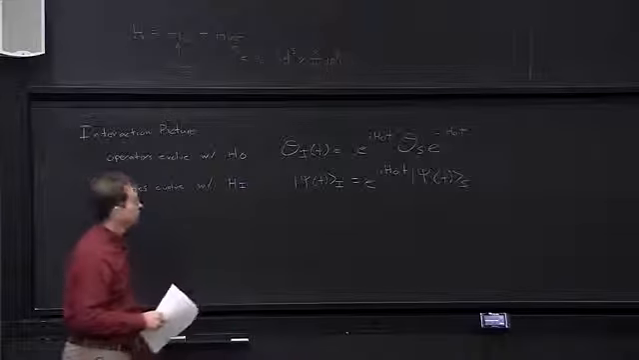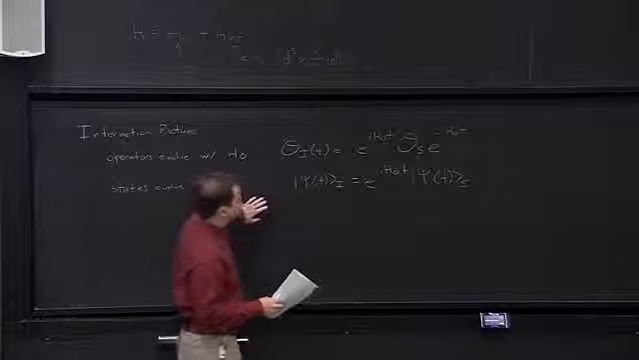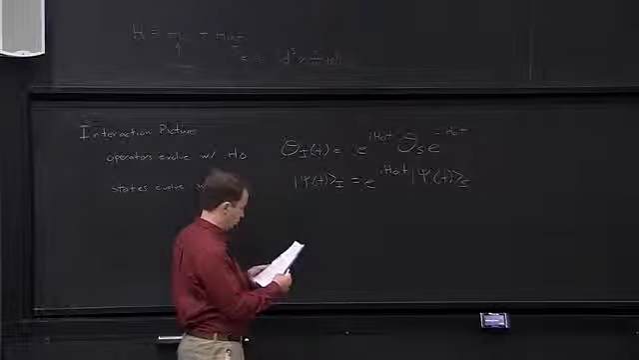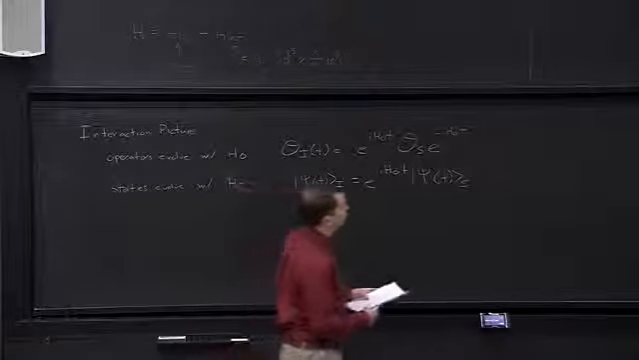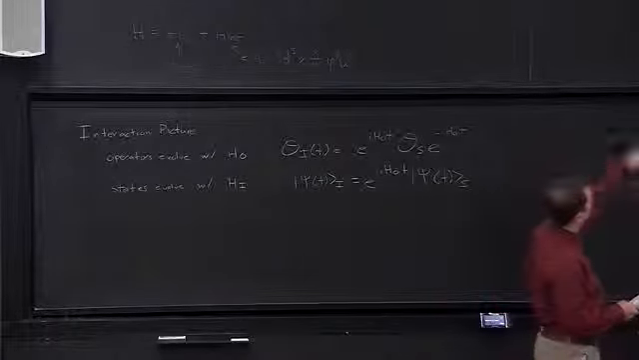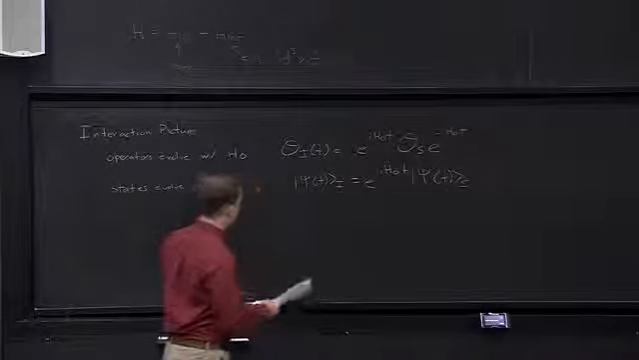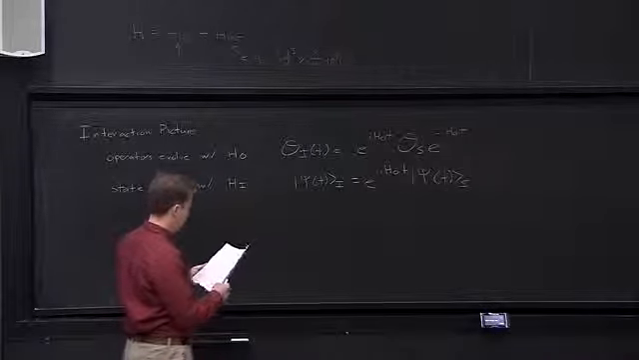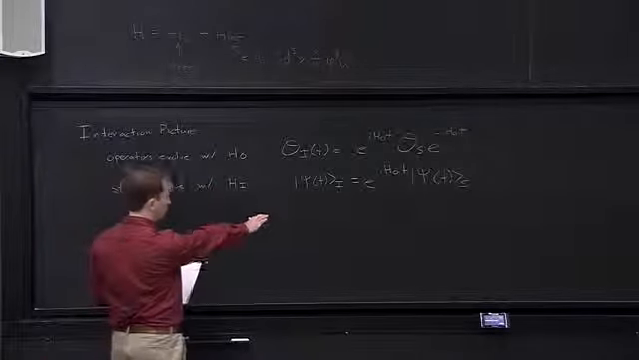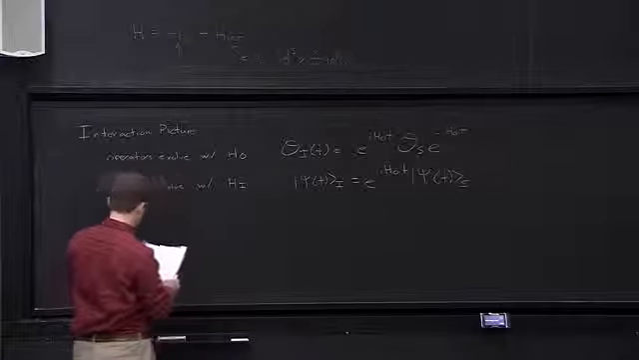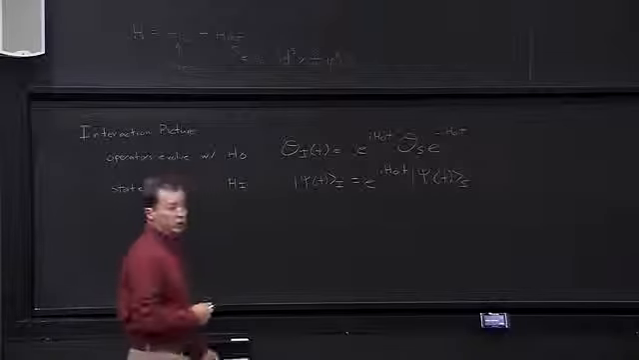And this implies that they satisfy a Schrodinger equation where, instead of the full Hamiltonian, we just have the interaction part of the Hamiltonian. We can see that just by plugging this definition into the Schrodinger equation. And should that be chi in the exponent? No, it should not.